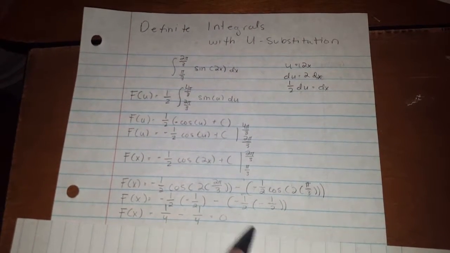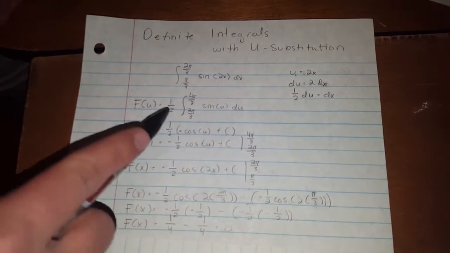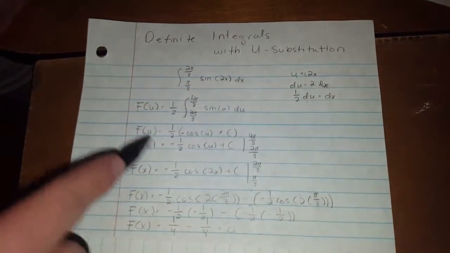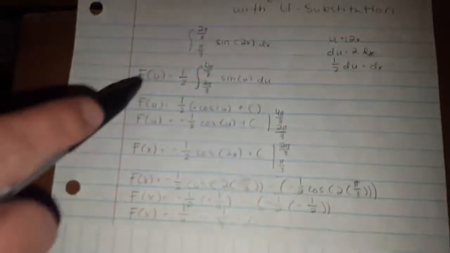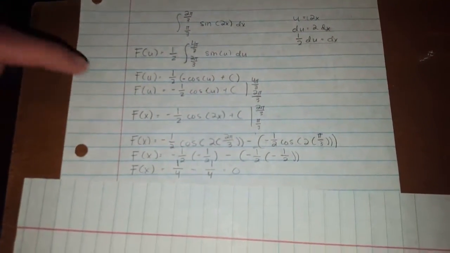So this part you can all do by yourself, but the main thing you need to remember is to rewrite the domain in terms of u. So when you go ahead and do f of u, you have to rewrite the domain on the integral sign, 2 pi over 3 and 4 pi over 3, and then change it back one more time before you rewrite it in terms of x right here. And that's it.